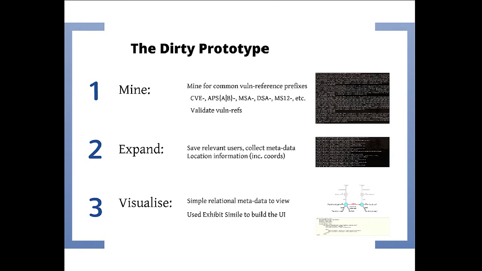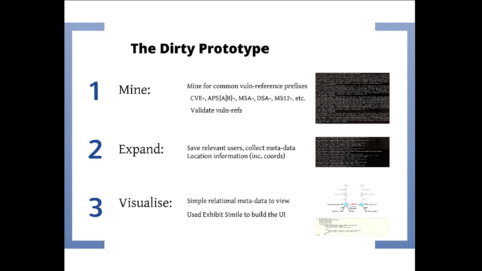So just a really quick prototype. Iterate through heaps of vulnerability prefixes, so you capture the data in bulk. You validate that it's not just some weird acronym. Expand the metadata and build up a data model. And fetch more information. We want to get coordinates for users and so on if possible. And then we want to visualize it.